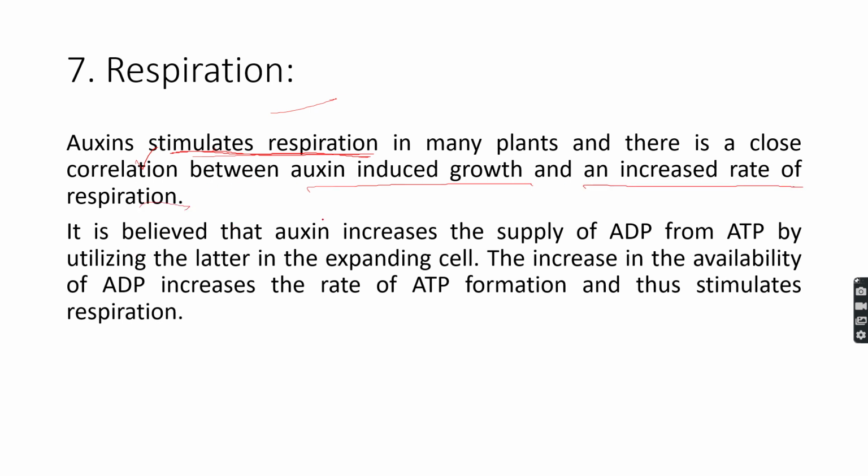It is believed that auxin increases the supply of ADP from ATP by utilizing the latter in expanding energy. That means ATP is being used in cell expansion or cell elongation, and ADP is being produced by breaking this ATP. The increase in availability of ADP increases the rate of ATP formation and thus stimulates respiration.